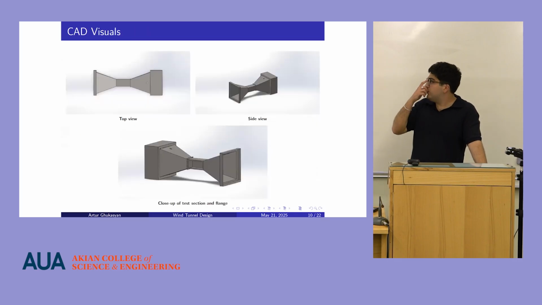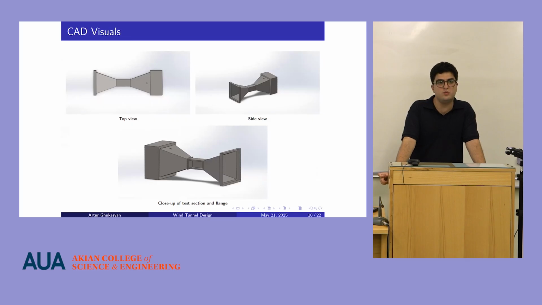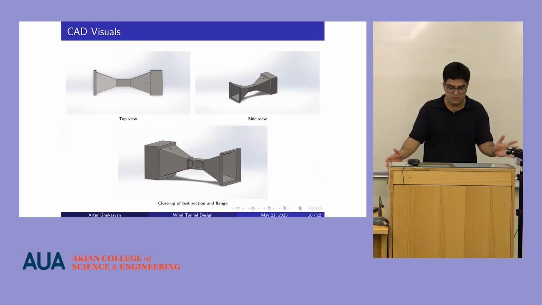These are some other CAD visuals. As you can see, there is a hole in the top view. On top, that's the placeholder for the injection tube, which was a steel tube of 300 millimeters length. Side view shows the other part where the test section is closed, and the close-up of test section and the flange shows the whole body.